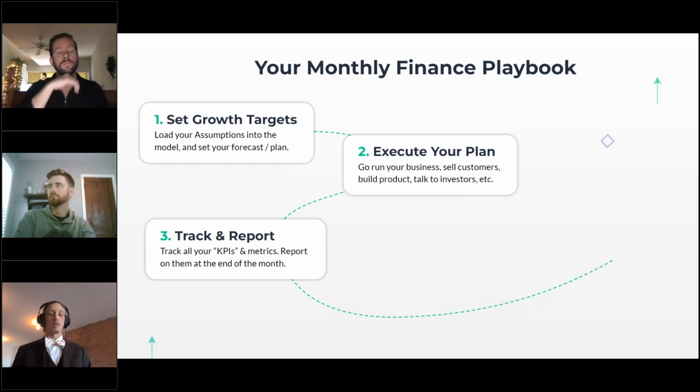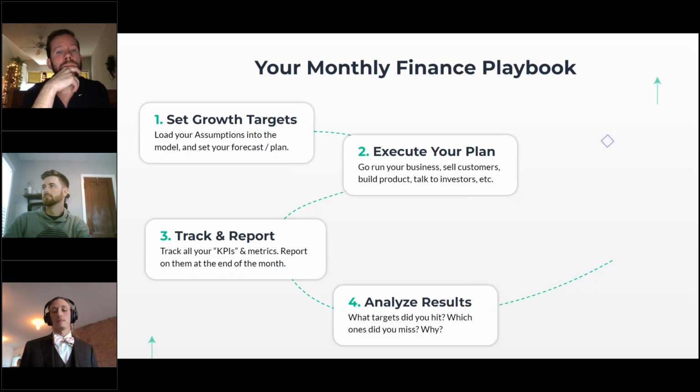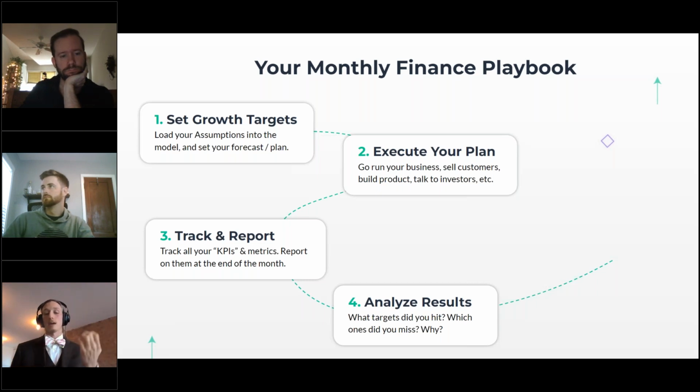Maybe you get to the end of the month, you sit down with a cup of coffee, and you make sure you can report on all your key metrics that matter, that essentially feed the financial model. So tracking and reporting, and then you're analyzing the results. You're taking those targets which you set, and that reporting which you've just done, and you're looking at it side by side to say, okay, did I hit the targets? If so, great, I'm going to pat myself on the back. If I missed the targets, okay, why did I miss?